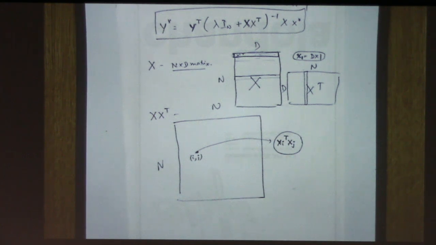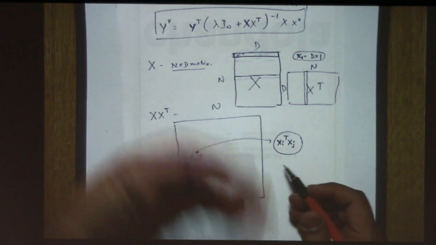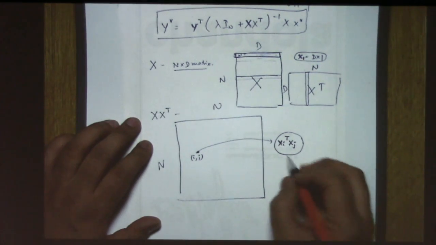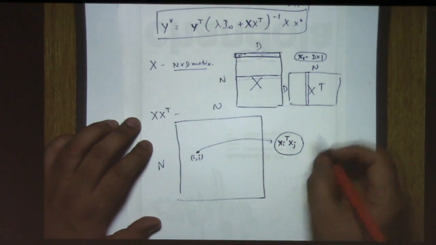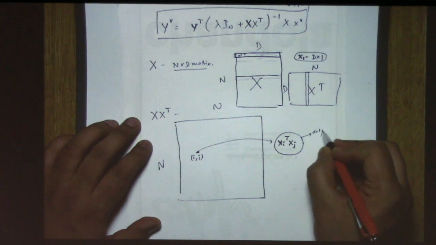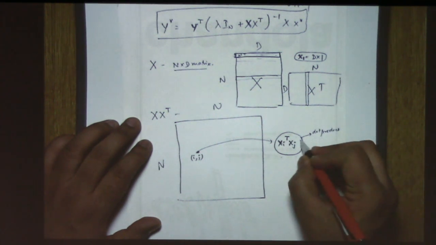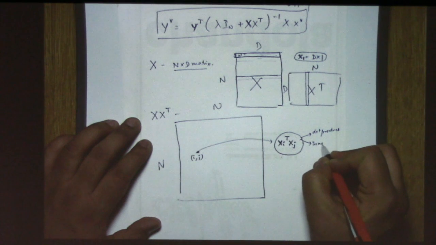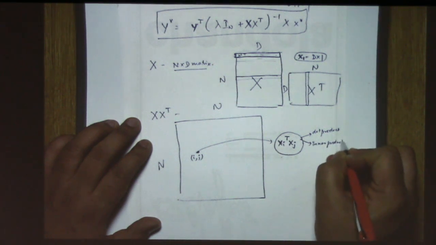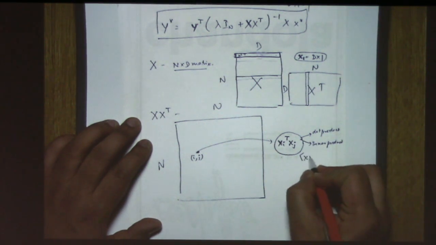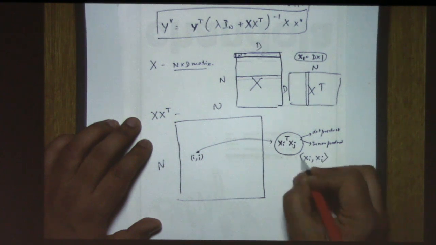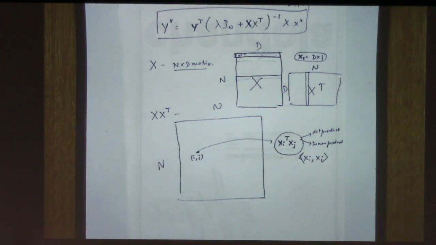Sometimes in machine learning we also call this a dot product or an inner product. That's the same, and sometimes we also write it like this. So essentially, each entry in this X X transpose is an inner product between every pair of data objects.